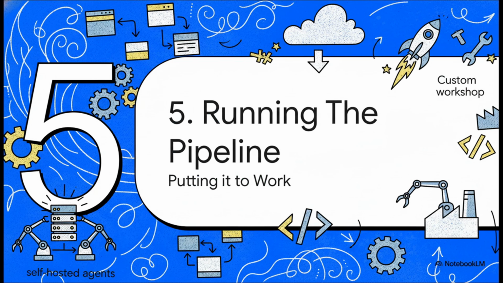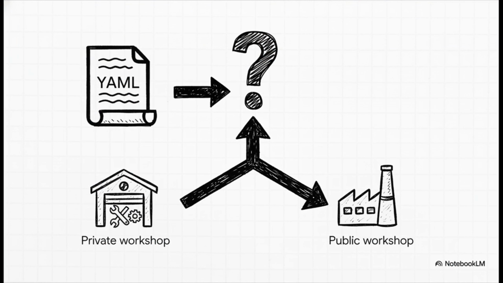And that brings us to the final, and honestly, the most rewarding part. Section 5, running our first pipeline. We've done all the prep work, all the configuration. Now it's time to actually put our custom workshop to work on a real project. So we have a pipeline that's already defined in code using YAML. How do we tell that pipeline, hey, stop using those public shared agents, and from now on, I want you to use my brand new private machine?